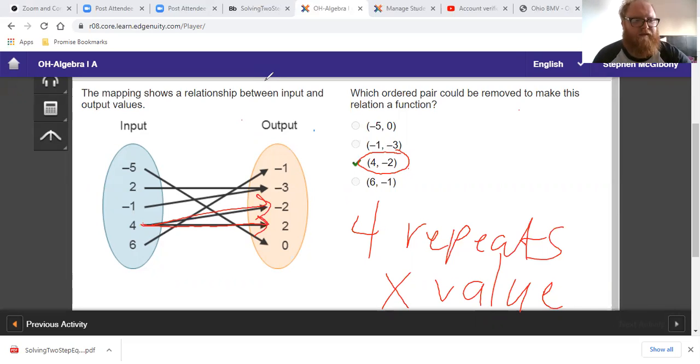Now notice that two different inputs can go to the same output. 2 goes to -3 and -1 goes to -3. That's fine. It only is a problem if the same input goes to 2 different outputs.